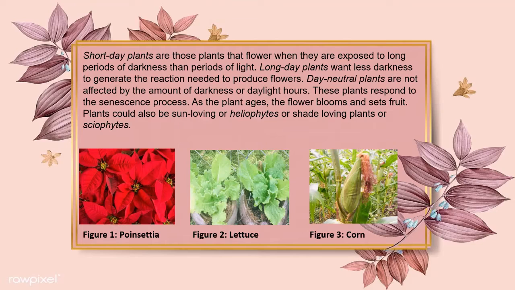Short-day plants are those plants that flower when they are exposed to longer periods of darkness than periods of light. Long-day plants want less darkness to generate the reaction needed to produce flowers. Day-neutral plants are not affected by the amount of darkness or daylight hours. These plants respond to the senescence process. As the plant ages, the flower blooms and sets fruit. Plants could also be sun-loving or heliophytes, or shade-loving plants or sciophytes.